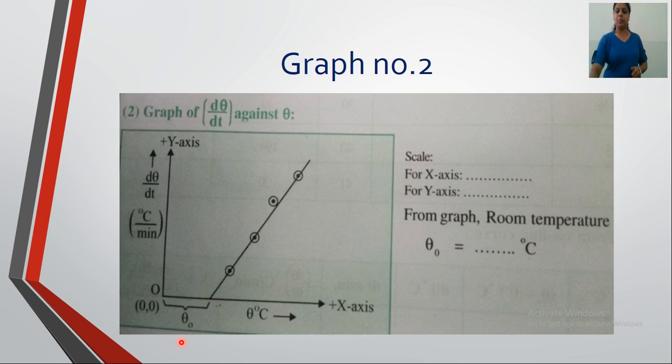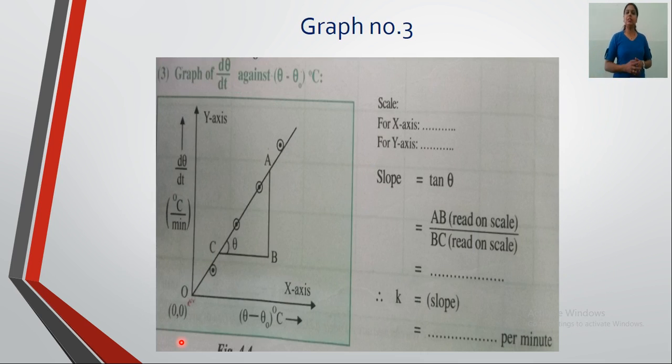So this is graph number 2. We have taken this graph number 2 from observation table number 2. Now this graph number 3 also we will get from observation table number 2. So from observation table number 2 we will take 5 readings of d theta and dt, and theta minus theta 0, which is the axis of temperature, we will take from observation number 2. Now this is the graph which will help us to find out k.